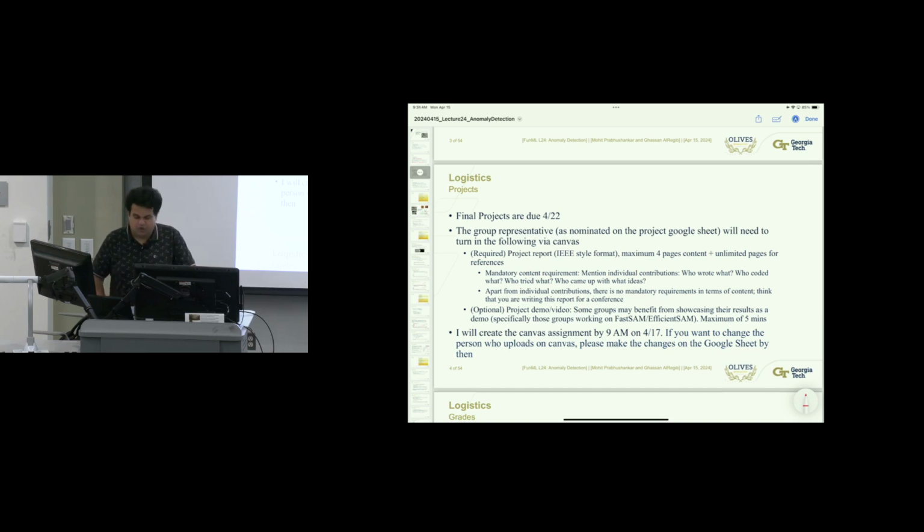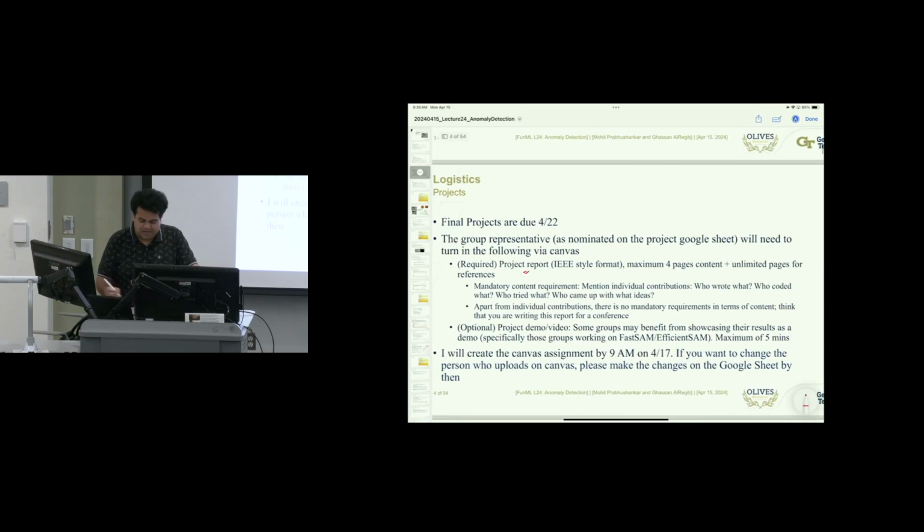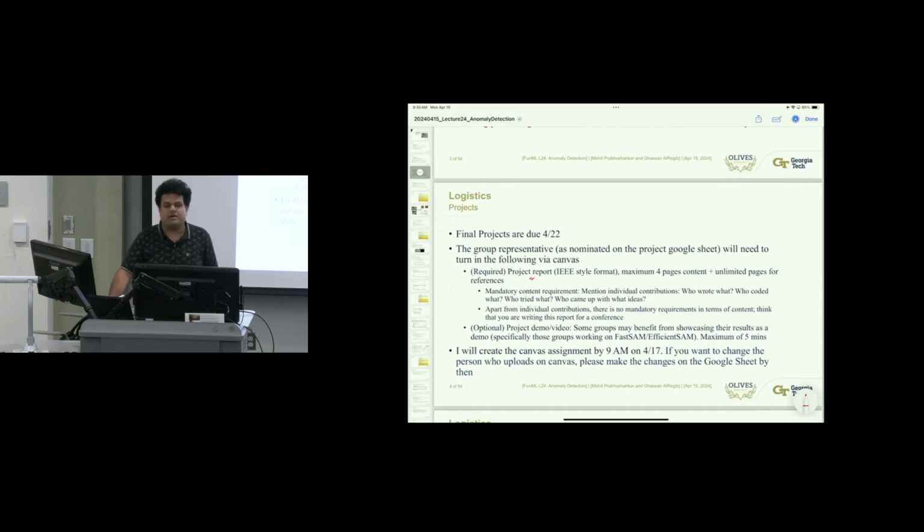In terms of what you'll upload, there can be two things, one of which is mandatory. The mandatory one is the project report itself. It should be in the IEEE style format, the one that you used in the progress report. We'll accept a maximum of 4 pages of content plus any number of references. So all your content has to stay within those 4 pages. Anything after that, we probably might not read it.